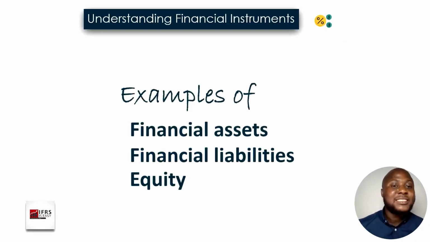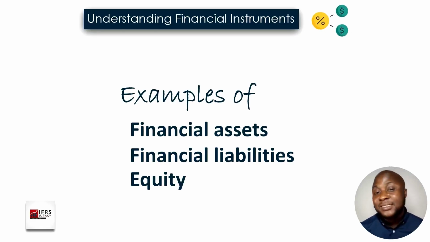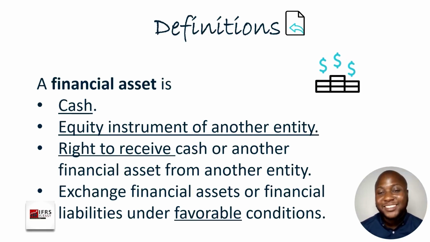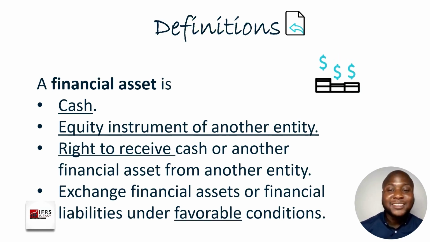We will be looking at examples of financial assets, examples of financial liabilities, and practical examples of equity as well. But before we do that, we have to define what a financial asset is. A financial asset, it says here, is cash, and you will discover that it starts with cash because cash is the big boy. Cash is the major item that we deal with. When we talk about a financial instrument, the first thing that should come to your mind is cash, because if it is something other than cash, there's a high chance that it doesn't meet the definition of a financial instrument.